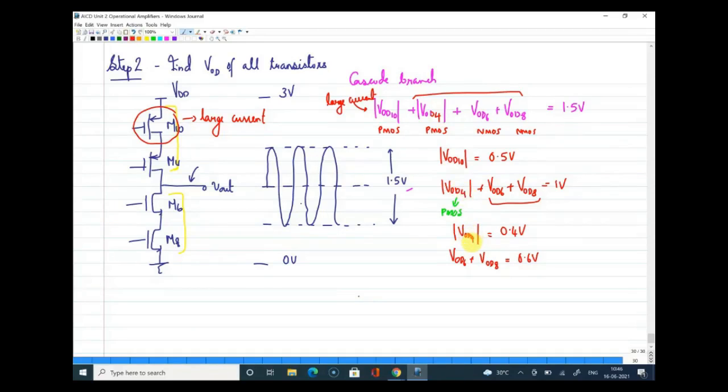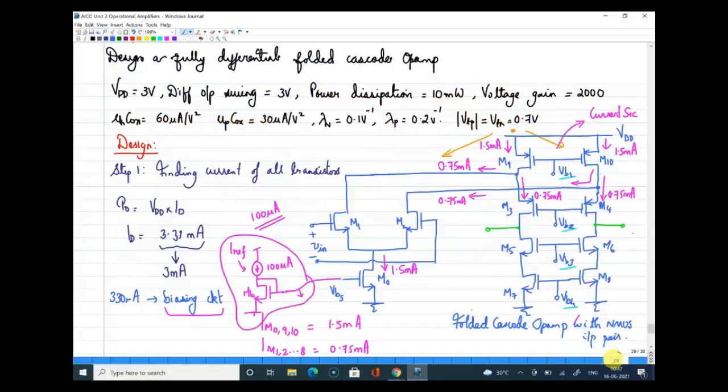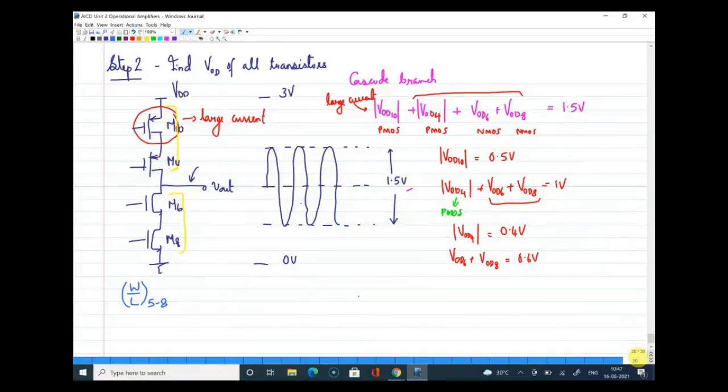This is also VOD4. Yes. So with this, we got the overdrive voltage and current of all the transistors in the cascode. That means you can easily find the W by L of transistors 6 and 8. 6 and 8 means all the transistors 5, 6, 7 and 8. You see, 5, 6, 7, 8 will all have equal size, that I can find.